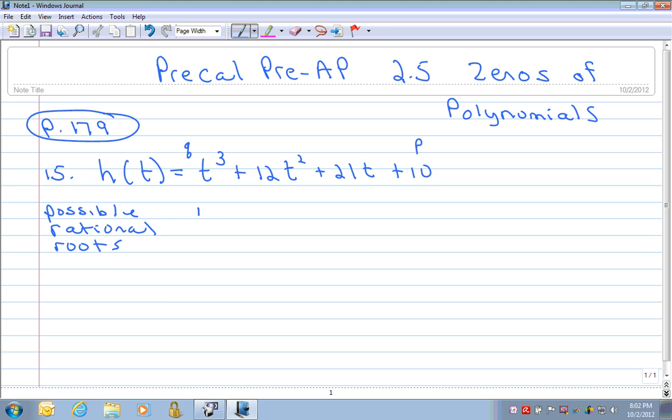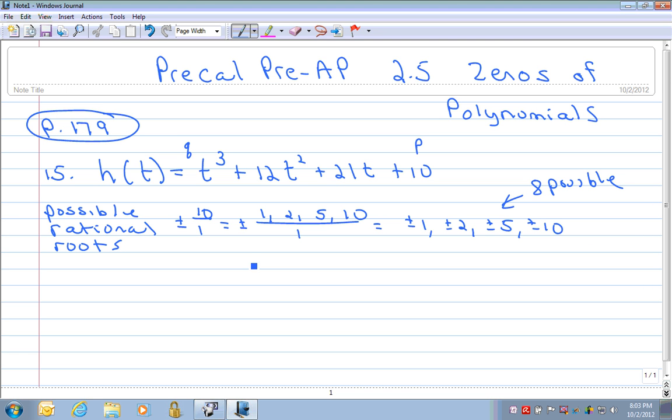So p would be 10 over q, and it's factors of 10 over factors of, in this case, 1. And it's positive and negative. So factors of 10 would be 1, 2, 5, and 10 over factors of 1, which is just 1. So you would have positive or negative 1, positive or negative 2, positive or negative 5, and positive or negative 10. So that's basically 8 possible rational solutions.